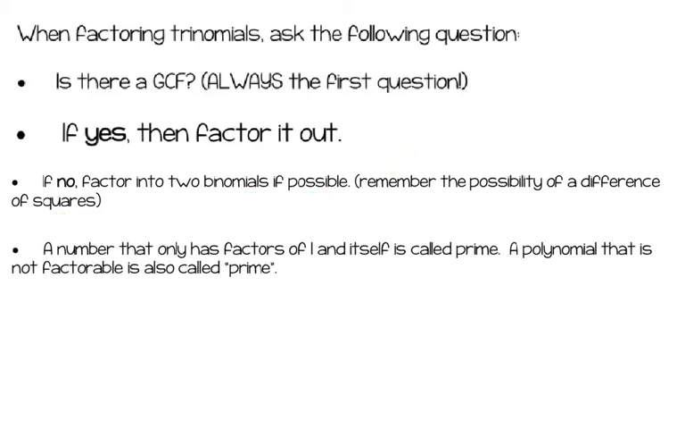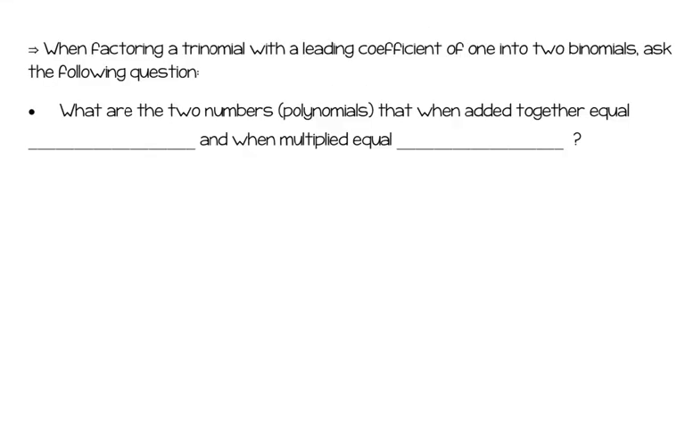Okay, now remember, a number that only has factors of 1 and itself, like 7, is called prime. So a polynomial is not factorable if it only has factors of 1 and that polynomial, and so we also call that prime. When factoring a trinomial with a leading coefficient of 1, which is what we're going to focus on here, a leading coefficient is the first number, so before the x squared.